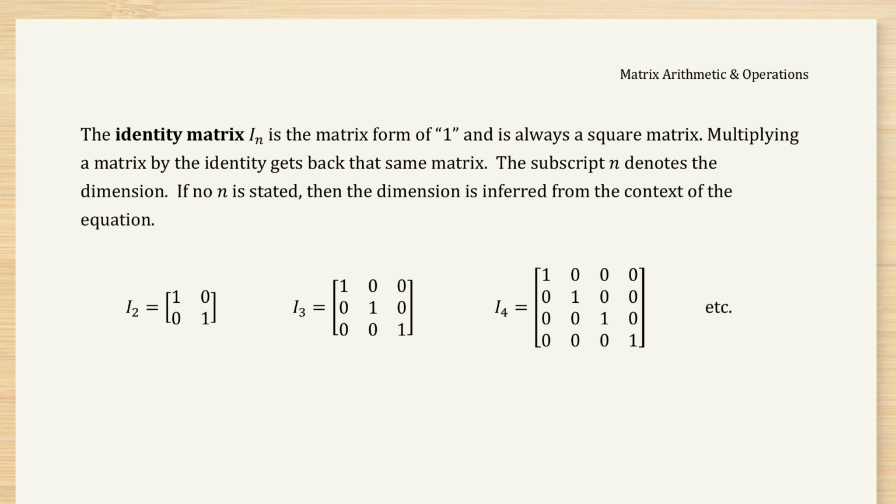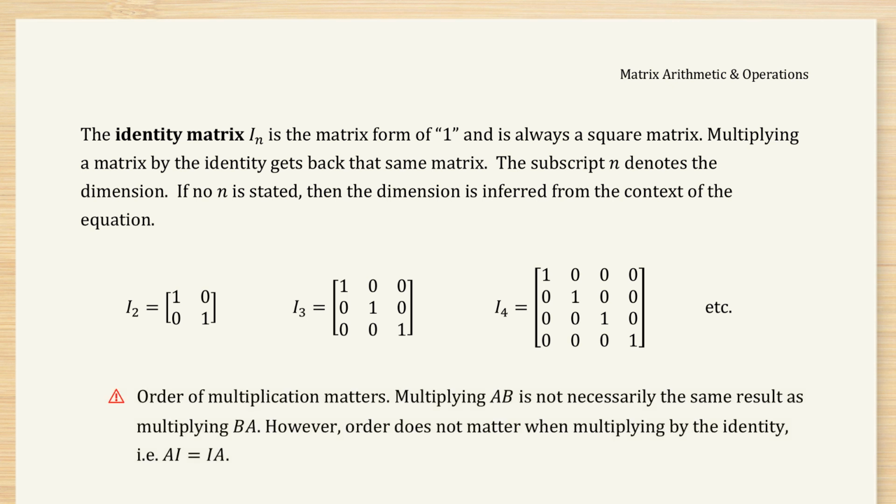For all of these identity matrices, we have ones along the main diagonal and zeros everywhere else, and it's always a square matrix. A really important thing to keep in mind about multiplying matrices is that the order of multiplication matters. If we multiply matrix A with matrix B, it may not be the same as multiplying matrix B with matrix A. Although this order doesn't really matter when we multiply with the identity.